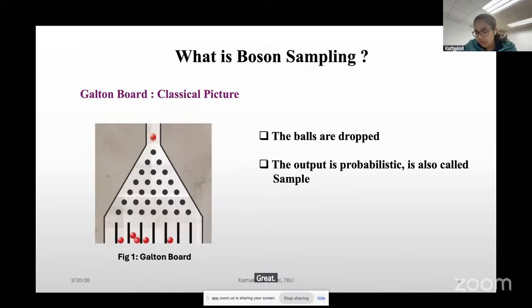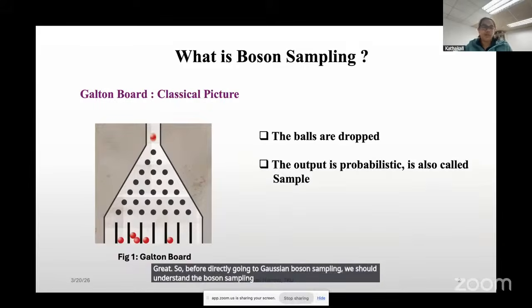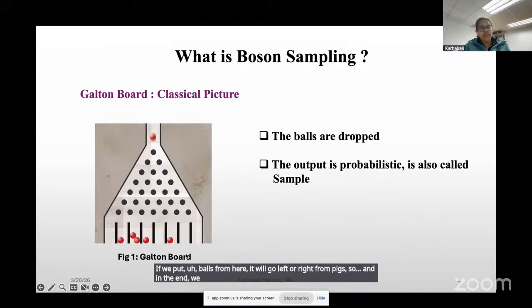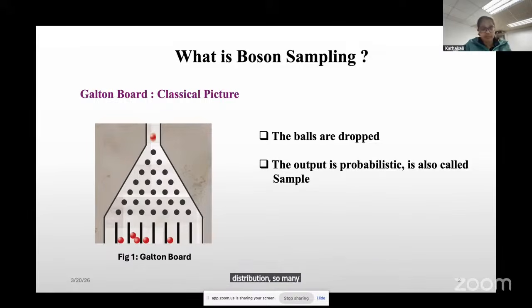Before directly going to Gaussian boson sampling, we should understand boson sampling, and before boson sampling, we should understand the classical picture of it. So it is a Galton board. If we put balls from here, they will go left or right from the pegs. In the end, we will get a probability distribution, or if we run the experiment many times, we'll get many distributions. So we call it a sample.